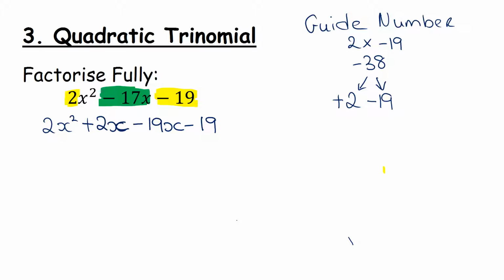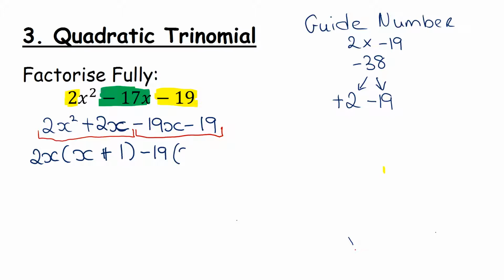So now that we have four terms, we can actually use grouping. So we can group the first two together and we can group the second two terms together. So we'll see what's common, and in the first group there's a 2x common, which leaves me with an x plus 1. In the second group then there's a minus 19 that's common, and that leaves us with an x, and be careful with your signs here. A minus 19 by what gives me minus 19, and that's a plus 1.